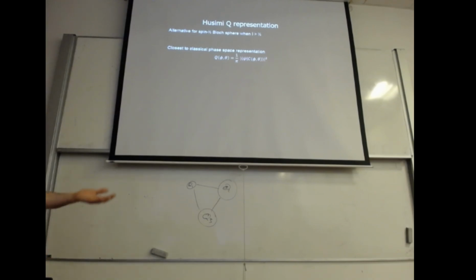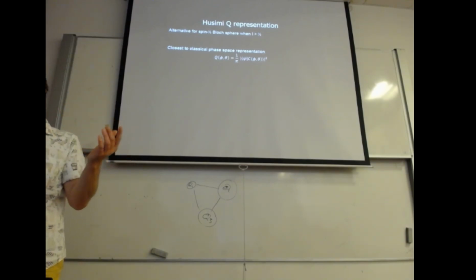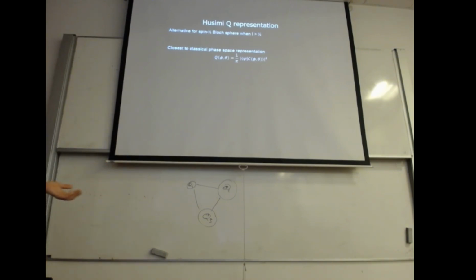And basically, when we are working with a higher-dimensional object, we need to look for new visualization techniques, right? Like for spin 1/2, we have the Bloch sphere, which is super convenient, but we no longer have that when we work with a large spin. So this is one way to do that. And I kind of like this one for this part of the story because it is the closest you can get to a classical phase space representation.